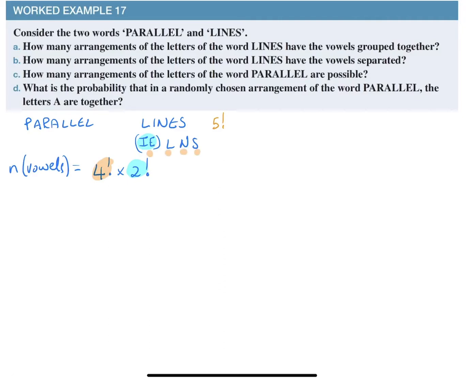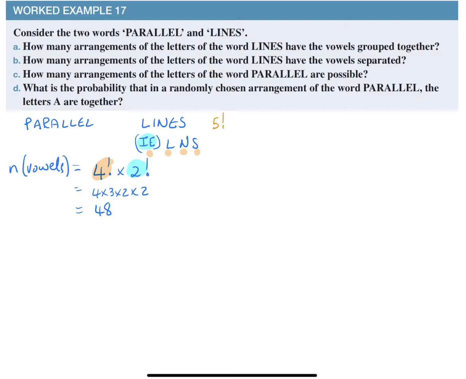That will give us, now, calculator, no problem. If you don't have a calculator, you will actually have to go and calculate it. That is 4 times 3 times 2 times 1 times 2. 4 times 3 is 12. 12 times 2 is 24. Times 2 is 48. So there's 48 different arrangements out of this 5 factorial, which you can calculate with a calculator, is 120. So it's 48 out of 120 that the vowels will be together.